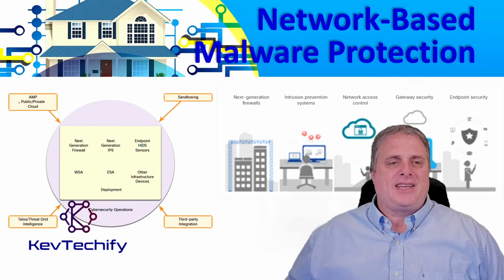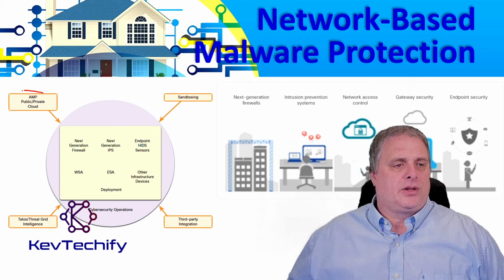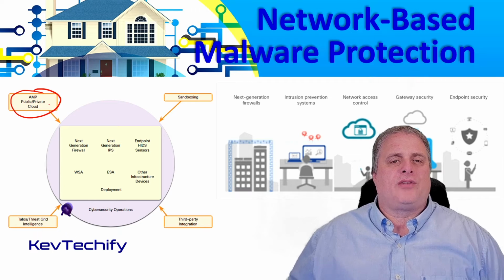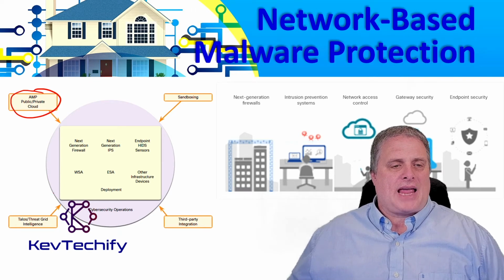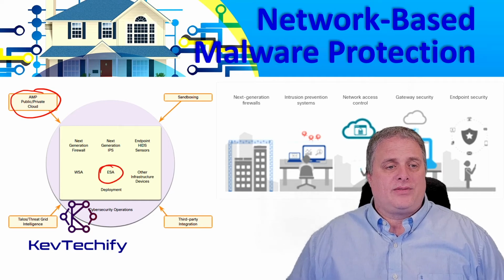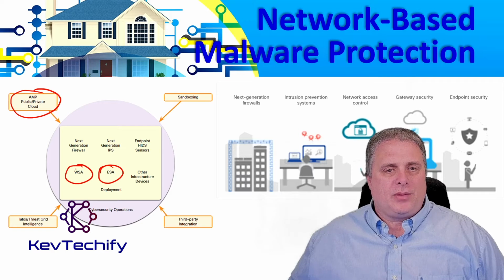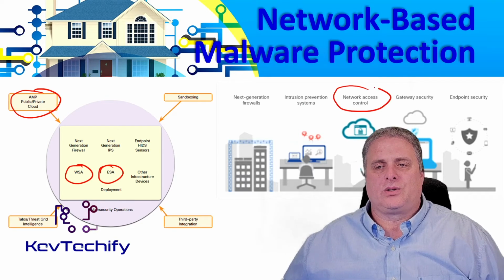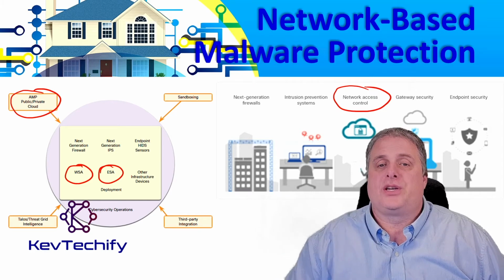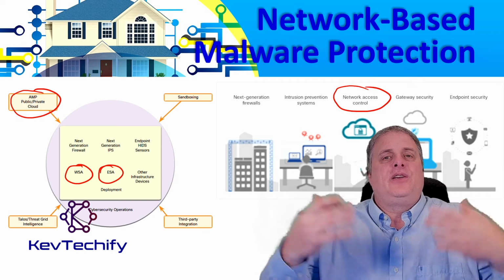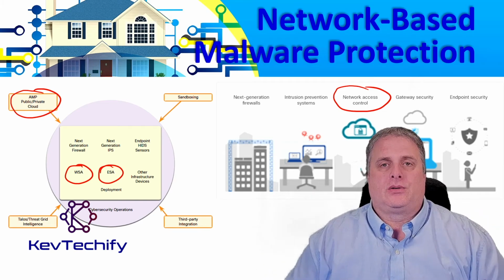First one here is anti-malware protection, and typically it's referred to as AMP. It can be either in a public or private cloud. Then we have ESA, email security appliance. We have WSA, web security appliances. Then we also have something like network access control, also known as network admission control. These all work together to provide security for your borderless network.